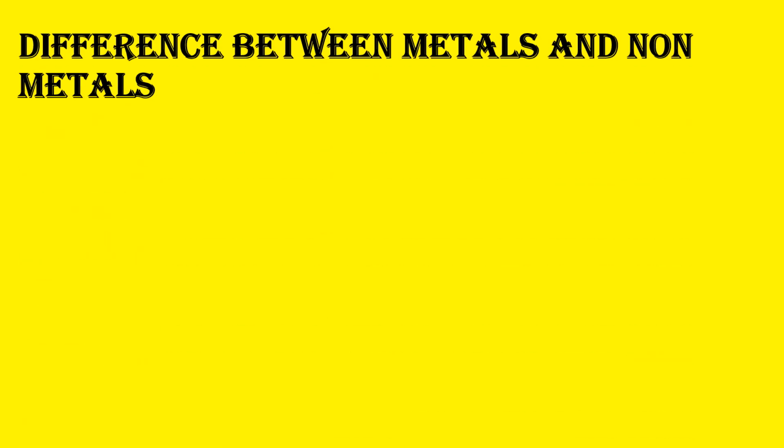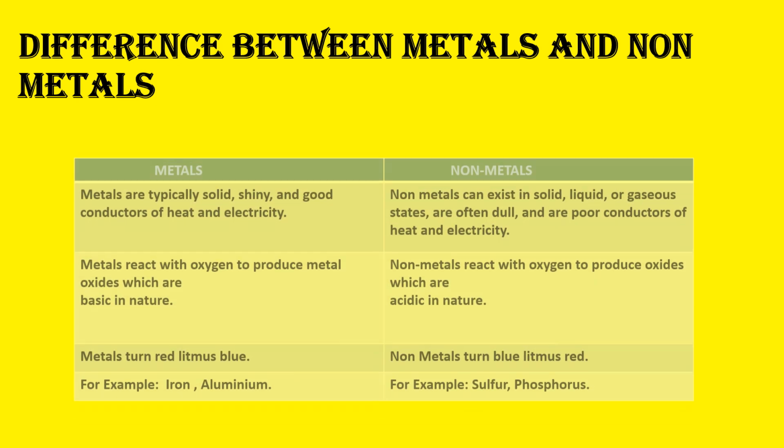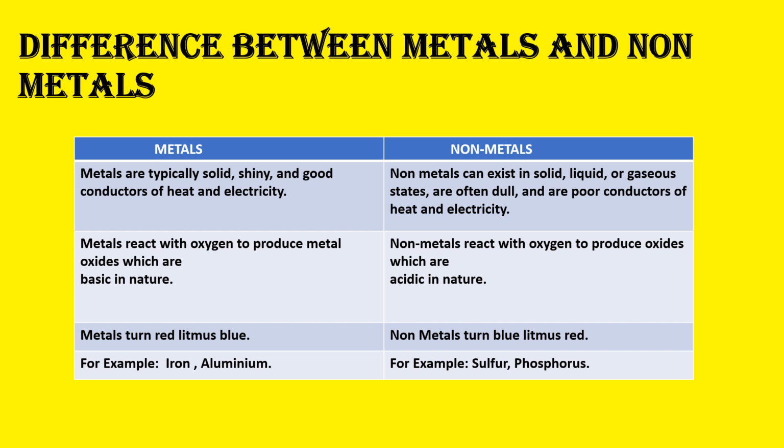Difference between metals and non-metals. This is a very important question. What is the difference between metal and non-metal? Metals are typically solid, shiny and good conductors of heat and electricity. As we have read in the lesson also, all the metals are shiny, means they are lustrous, then solid means they are hard, and they are good conductors of heat as well as electricity.